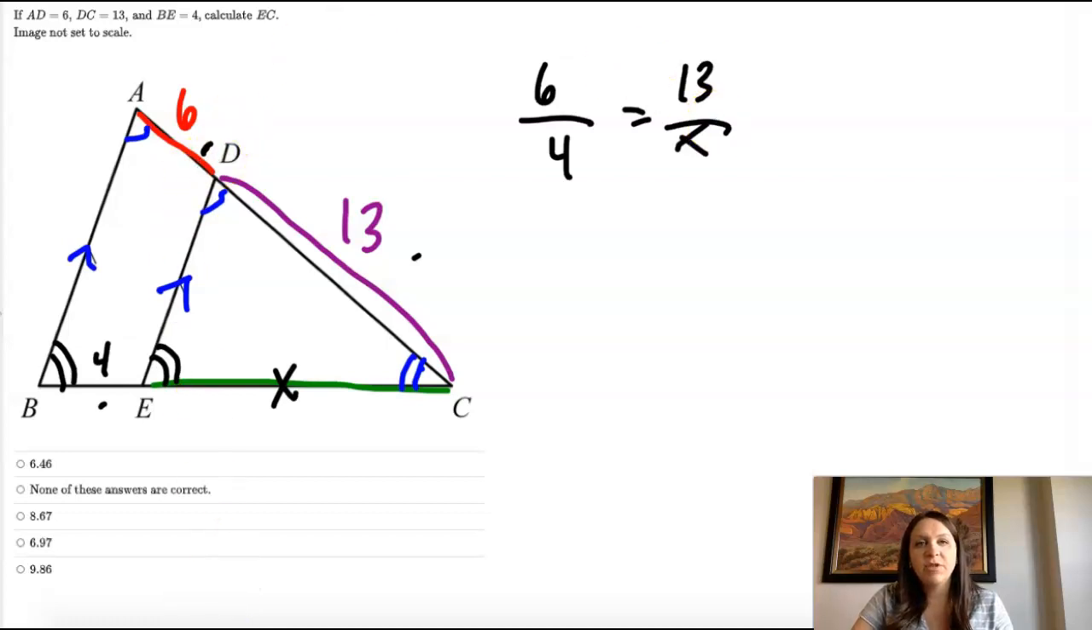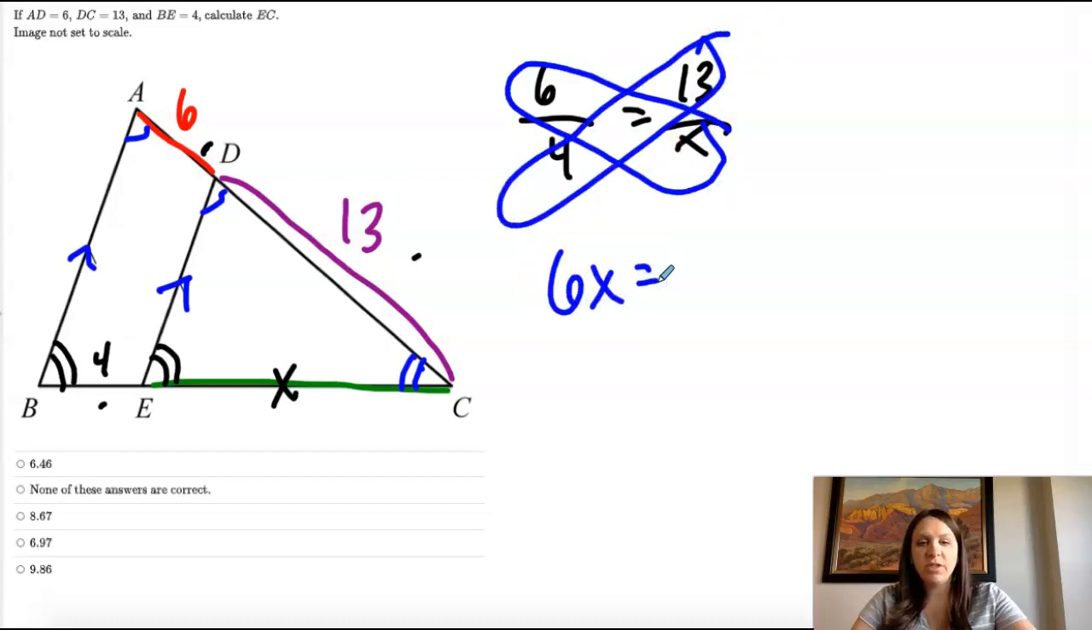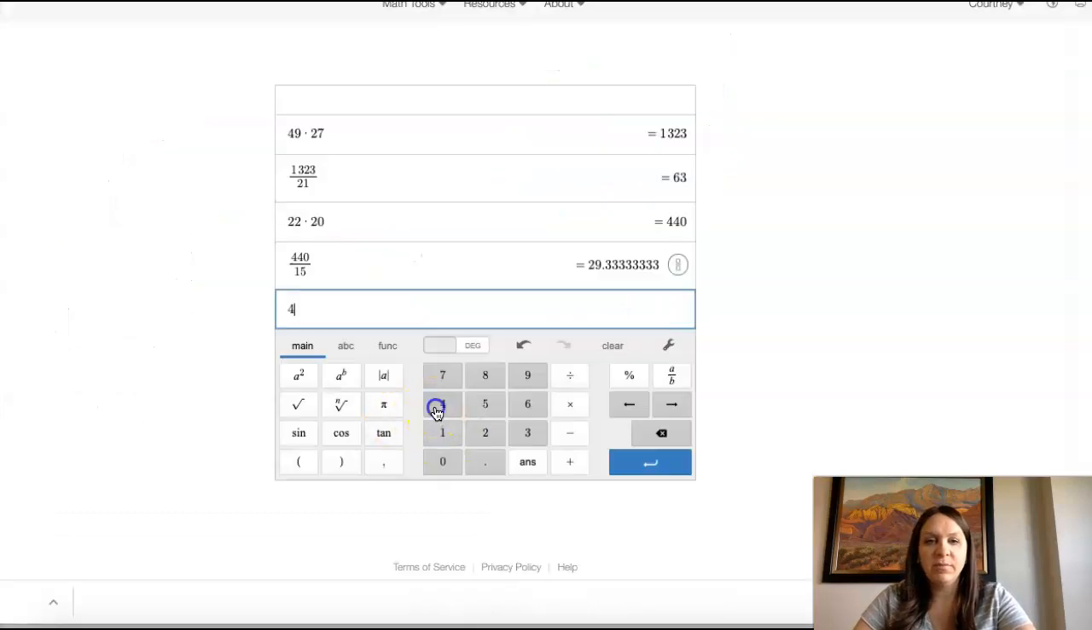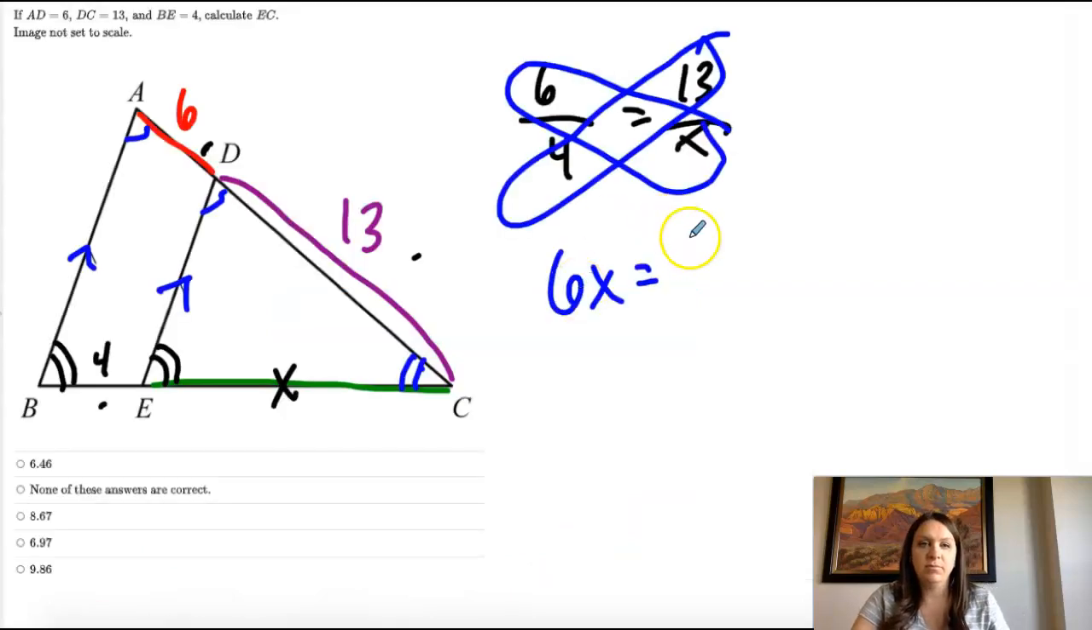So using similar triangles, I can set up this ratio. So I get 6x equals 4 times 13. So 52. And then I'm going to divide both sides by 6.